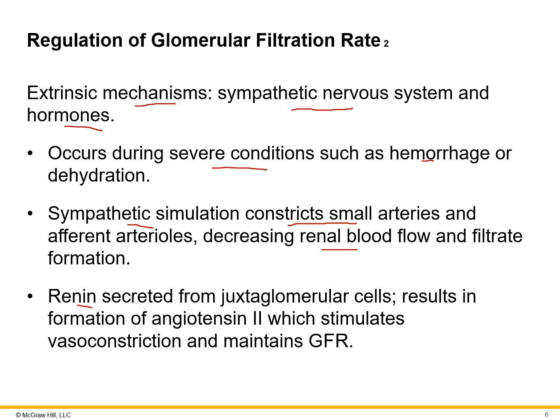As far as hormones, renin gets secreted by those juxtaglomerular cells. We mentioned those in the last video. This is going to form angiotensin, which stimulates constriction of those arterioles and maintains that resistance. So again, we have intrinsic as well as extrinsic mechanisms that are ultimately changing or constricting those afferent arterioles.